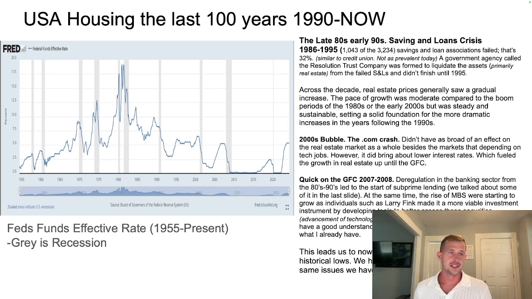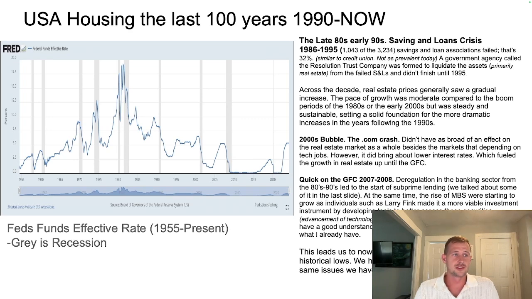So in the late 80s and early 90s, we had the S&L crisis, the savings and loan crisis. 1,043 of the 3,234 savings and loan associations failed. 32% of all S&Ls went out of business. They're similar to a credit union, if you haven't heard of that before, and they're not as prevalent as today, but they were very prevalent back then, and their primary focus was to enhance homeownership. So a government agency called the Resolution Trust Corporation was formed to liquidate these assets after we had this major crash from the failed S&Ls, and it didn't finish until 1995.